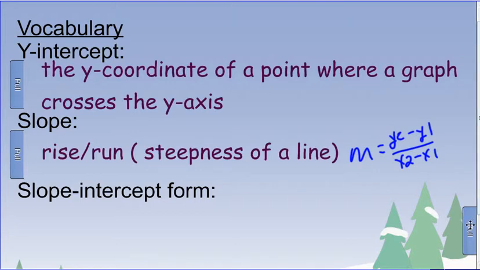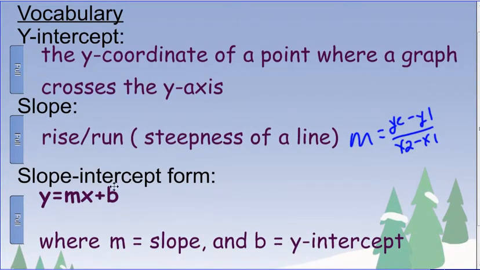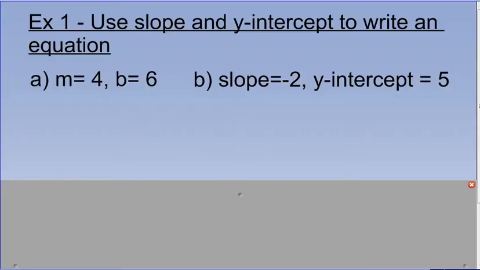And slope-intercept form is just combining those things together. So we have it in this form y equals mx plus b, where m is the slope, and that's how you find it, and b is the y-intercept, and usually that's just a straight up number. Sometimes it's a fraction. And you can find that by looking at a graph. You can find it by plugging in points, which we're going to see today. So let's get to it.